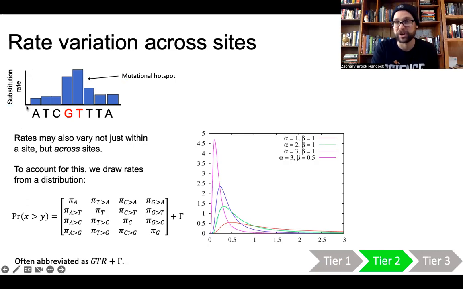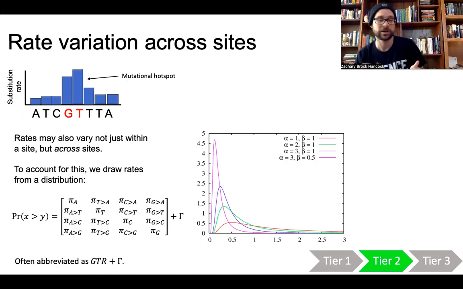So I've showed this up here at the top. So you've got the substitution rate on the y-axis and then the base position on the x. So A, T, C, G, T, T, T, A, where the G and the T are landing in a mutational hotspot. So at that spot, you see far more mutations than you do at the surrounding locations. Because of this, we actually want a model that allows that rate to vary by site, not just by the specific nucleotide at that site. We can do that too.